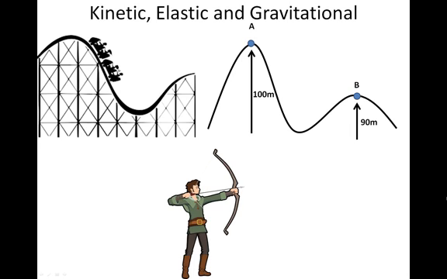Similarly, if I know the spring constant of a bow and arrow, and I know how far that bow and arrow is stretched, and finally I know the mass of the arrow, I can use that information to calculate the velocity of that arrow by using the elastic potential equation and the kinetic equation.